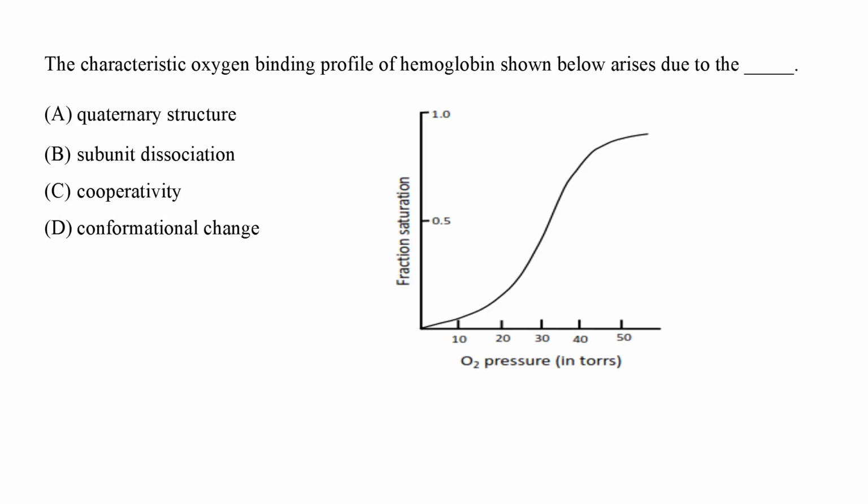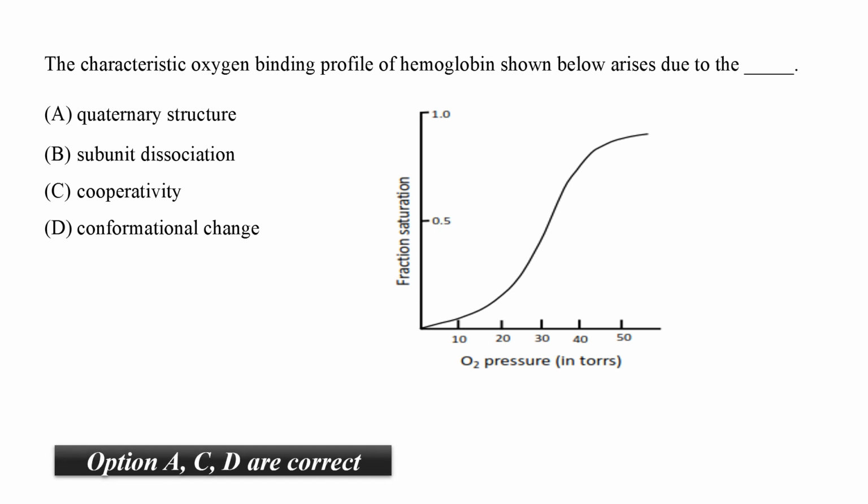The next question is, the characteristic oxygen binding profile of hemoglobin shown below arises due to the quaternary structure. Yes, hemoglobin has a quaternary structure. Subunit dissociation, there is no dissociation of the subunits of the hemoglobin. Cooperativity, yes. Conformational change, yes. So option A, C and D are correct.